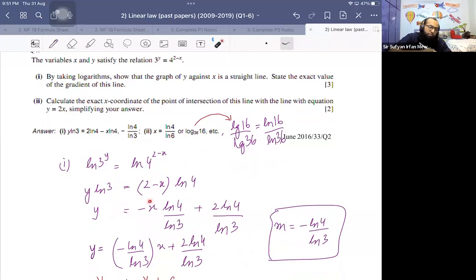And so it was the graph of y against x. On the left side we have y, on the right we have x, and the gradient will be minus ln 4 upon ln 3. And the y-intercept in this case, because it was the graph of y against x. Sorry, my bad. As there is y on the vertical axis, the intercept is going to be the y-intercept. So our y-intercept will be 2 ln 4 upon ln 3.